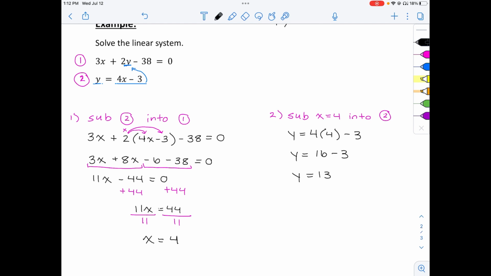Okay, and if you subbed x equals 4 into your first equation, you would get the same thing as well. But you can see there's just a few more steps that you would have to take to isolate. And then you can state your point of intersection, which is (4, 13), and that is your solution.